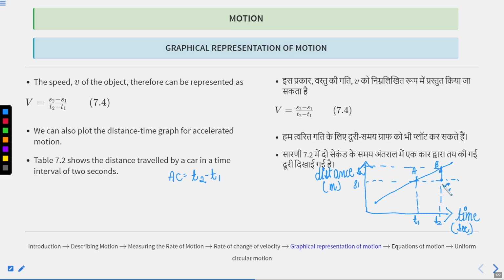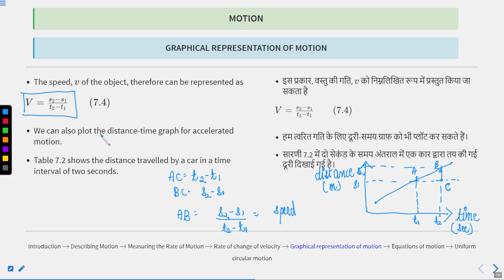And what is the length of BC? BC is S2 minus S1, and the slope of the line AB will be described as S2 minus S1 divided by T2 minus T1, which is our speed V. So the distance-time graph represents speed by this formula, where T2 is the time at point B and T1 is the time at point A. S2 is the distance covered at point B, and S1 is the distance at point A.